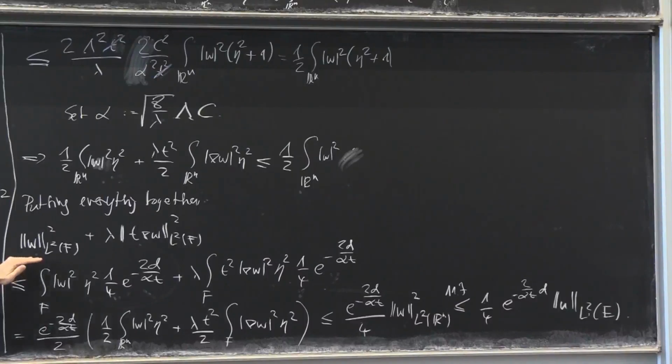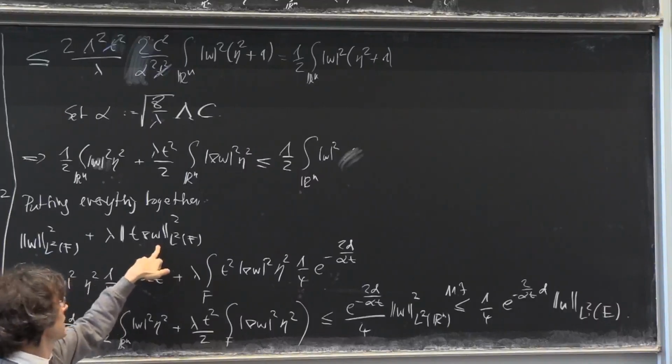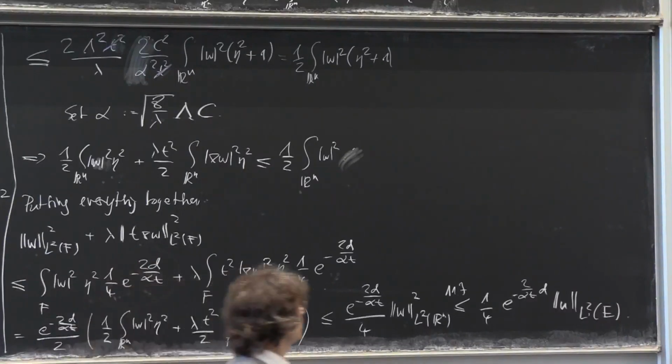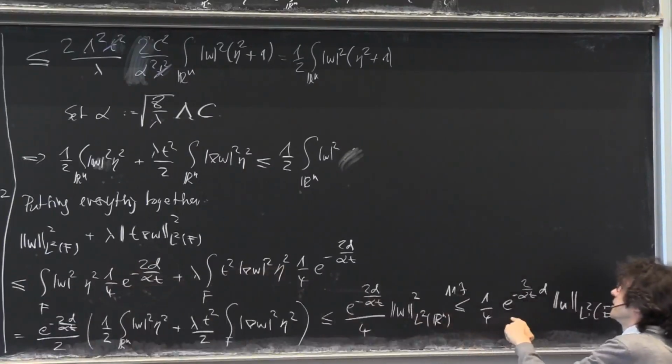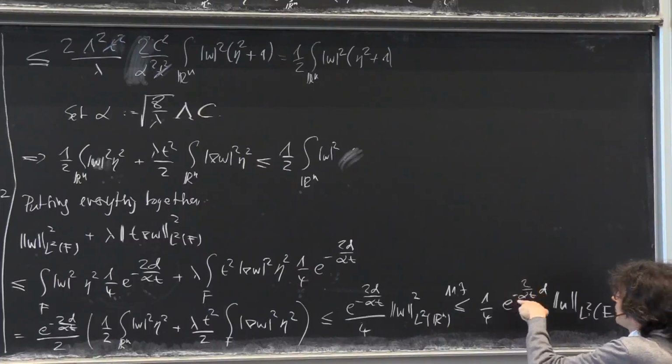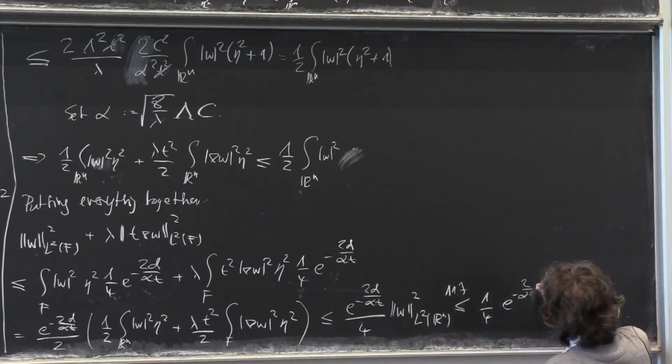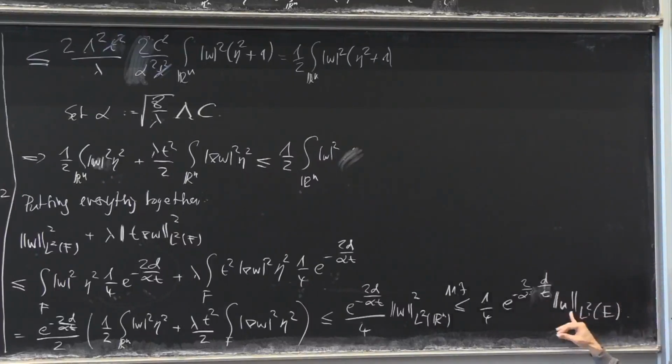You have the family W, so this is the family 1 plus t squared L to the minus 1 U, plus t gradient W, this is the second family, and both are bounded by some constant prefactor times e to some constant distance over t. I should write it like that. Distance of the sets over t times the L2 norm of U on E. And this is exactly off-diagonal estimates.